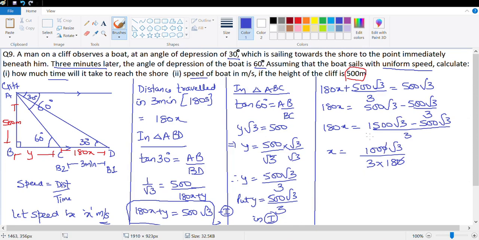0 and 0 get cancelled. Let's divide. So this will be 2 into 50 and this will be 2 into 9. So x is equal to 50 root 3 upon 27 meter per second.